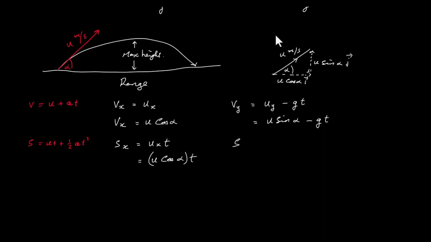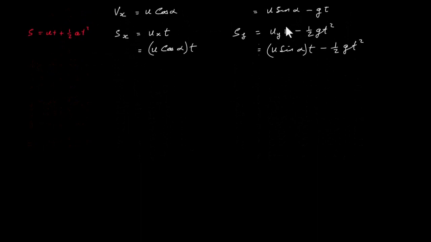So our distance in the y direction is s is equal to ut, so it's going to be u in the y direction times t minus half gt squared. The initial velocity in the y direction again is u sin alpha, times time, minus half gt squared. So these are our four formulae that we're going to use in this video. We'll start with looking at the greatest height above the horizontal, the maximum height. So let's do that first.